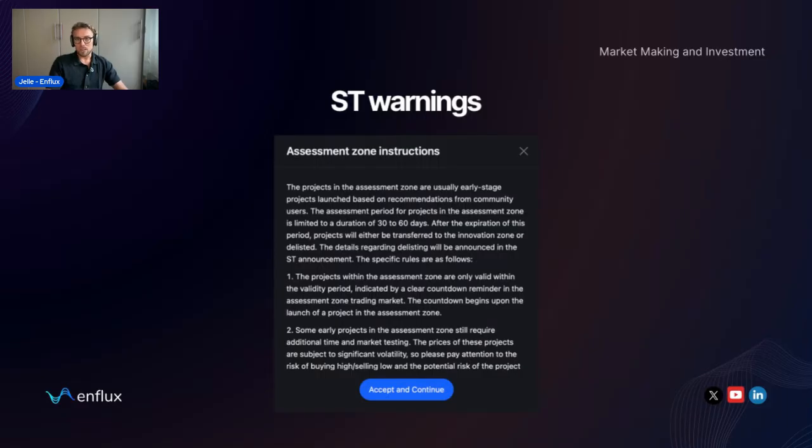If you're not meeting these, exchanges put you on a so-called ST warning or assessment zone, and this is the one from MEXC where, if someone wants to trade the token, they get this warning before. Most exchanges have something like this. They get an ST label, which is kind of a pre-stage where liquidity needs to be fixed, otherwise they actually delist you.